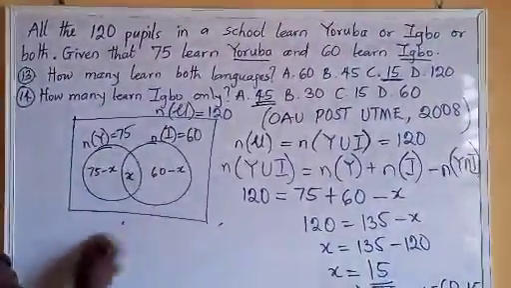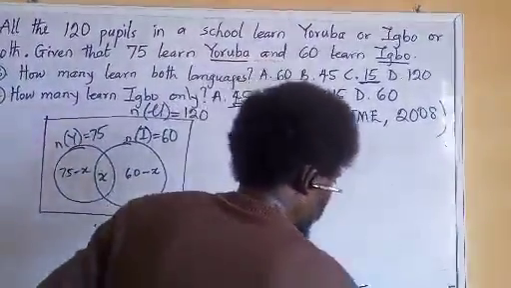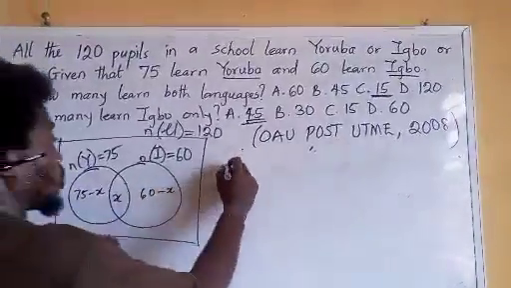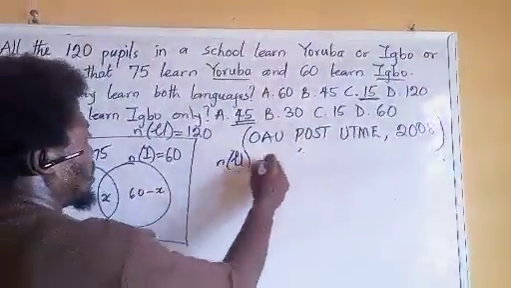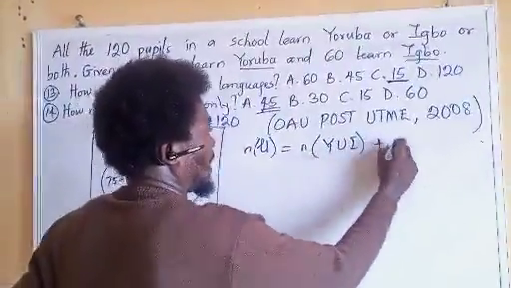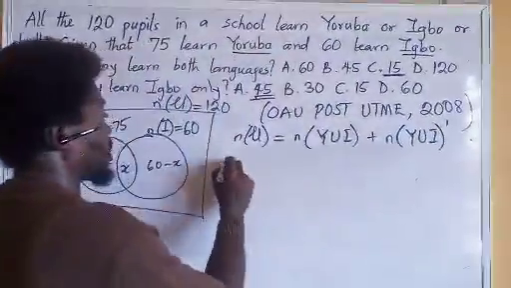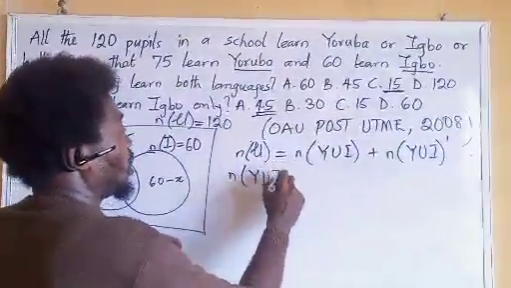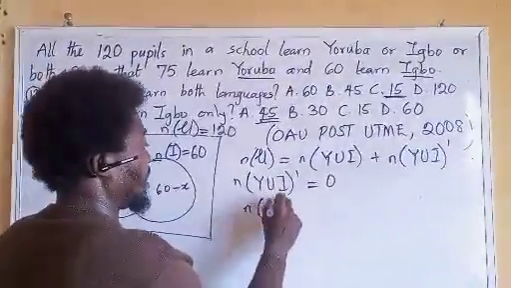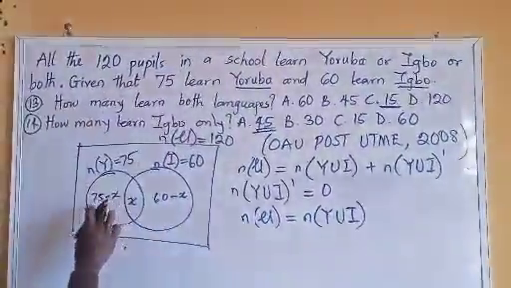I'm still going to use what is still on the board for us to be able to use the second method. So what is the second method that we are talking about here? We've already discovered that the cardinality of the universal set is equal to the cardinality of Y union I plus the cardinality of Y union I all complement. And as I've said, the cardinality of Y union I all complement is equal to 0. So we have the cardinality of the universal set equal to the cardinality of Y union I.